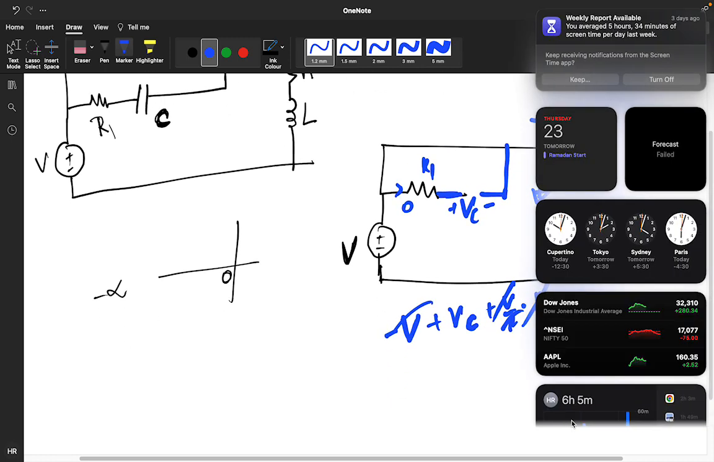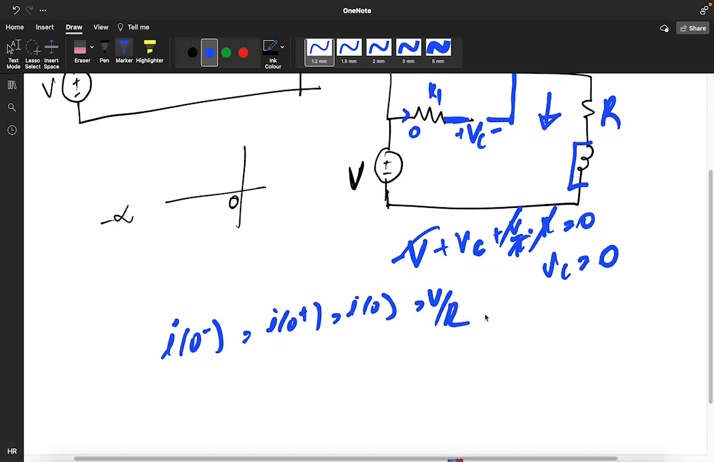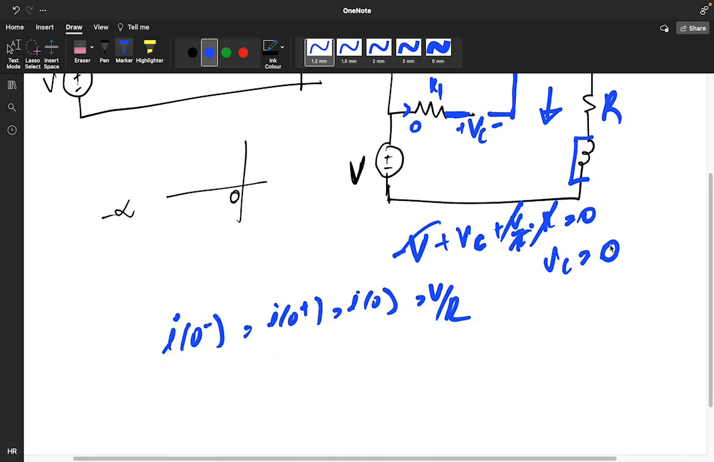So you have the inductor current I(0-) equal to I(0+) equal to I(0), which is V by R. And you have Vc(0-) equal to Vc(0+) equal to Vc(0), which is 0.